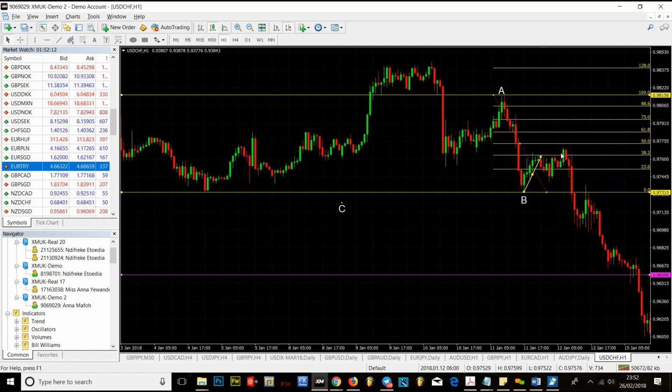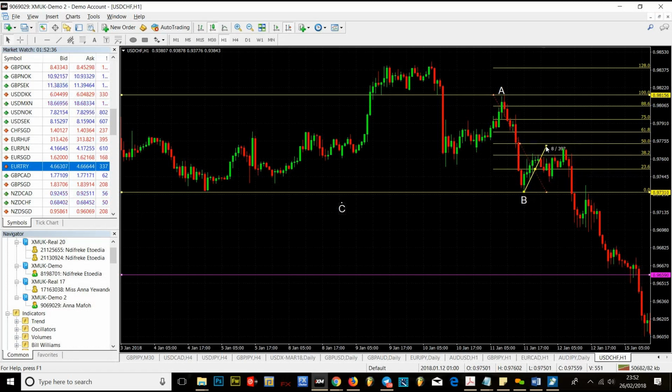But if I remember the rule, one of the good first rules of Fibonacci is that if it doesn't take out the A, then it is still a valid trade. I repeat that. If the pullback doesn't take out the A, then it remains a valid trade. What do I mean? See what is happening.